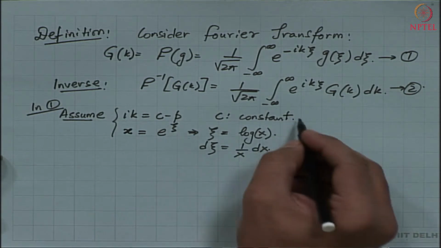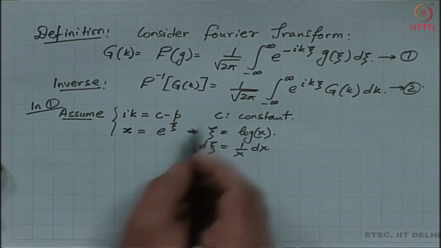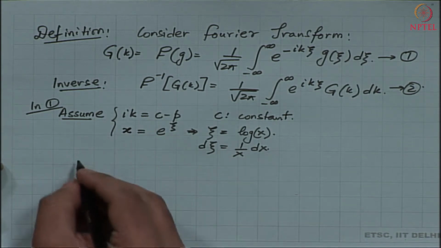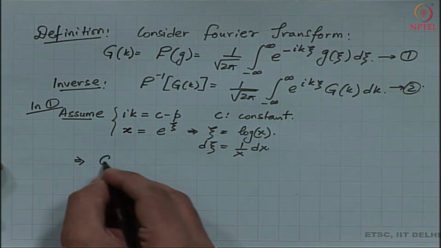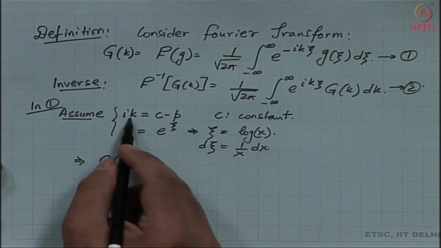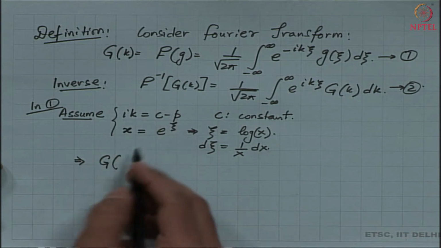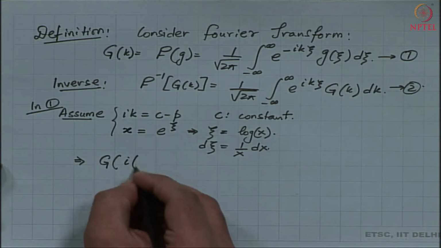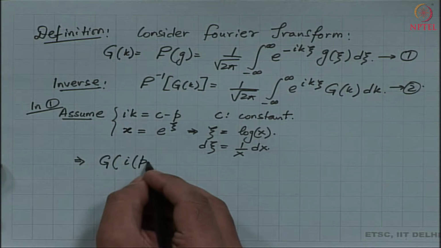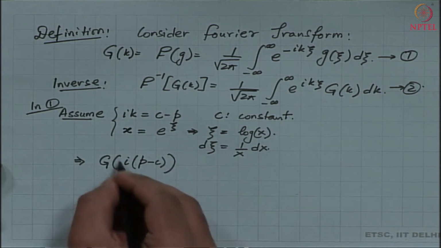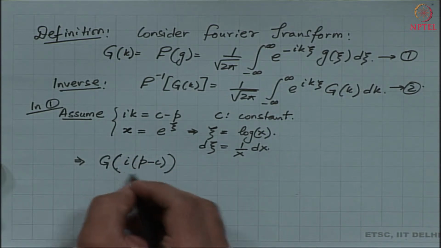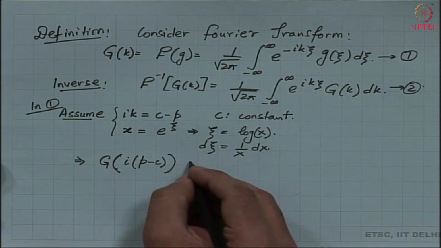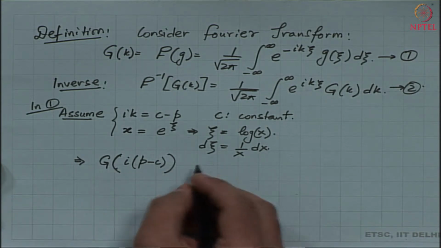Then if I use all these assumptions in 1, on the left hand side I am going to get G of k. So, k is c minus p divided by i. So, that becomes i times, with a negative sign, so it becomes i times p minus c. It was a division by i, so that brings in a minus sign and hence the reversal of these values.